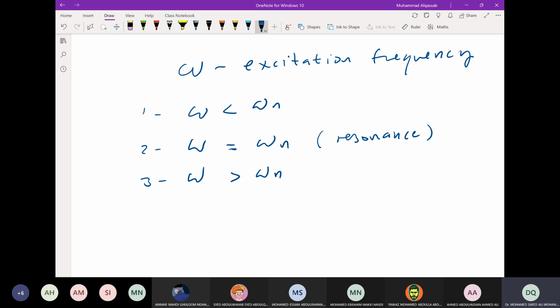Okay, this is called resonance. The first one is called in phase. Okay, and this is called out of phase.